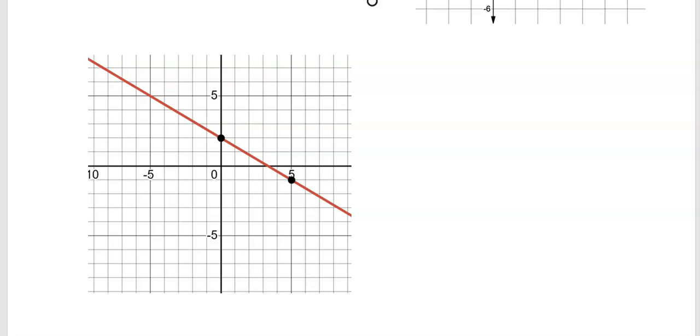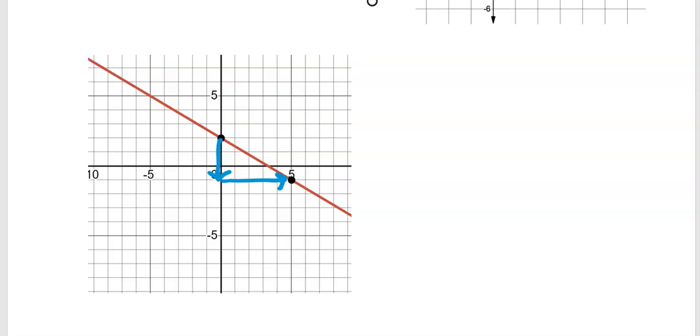In my next example, I have a line that is decreasing throughout, which indicates I should have a negative slope or rate of change. I've labeled 2 points here on the graph. So if I do my rise over run here and I start at the y-intercept, you will notice that I'm going down and over to the right.